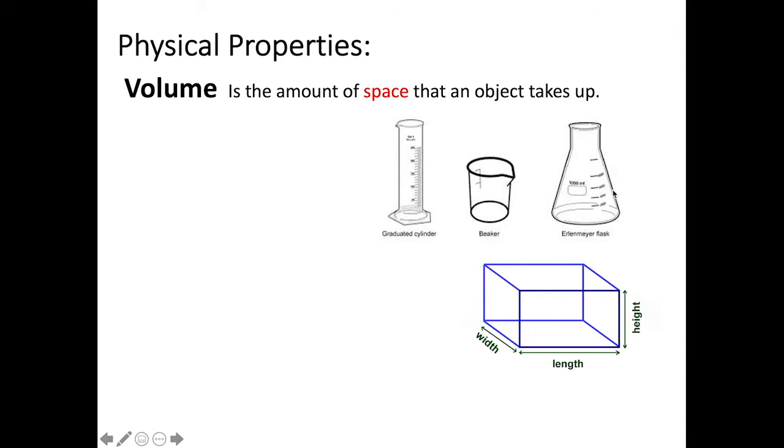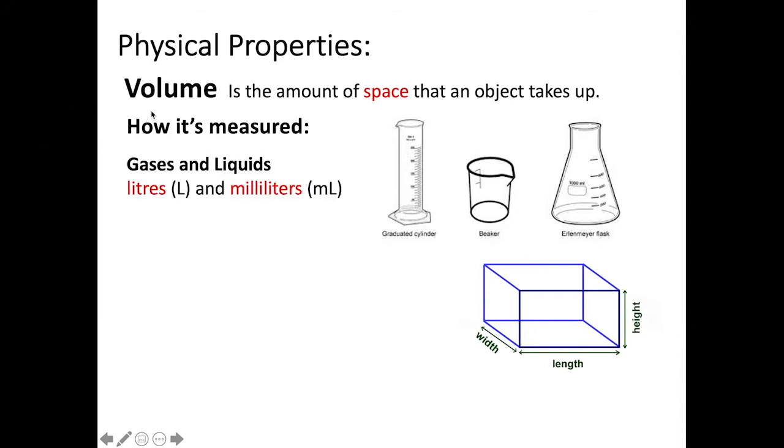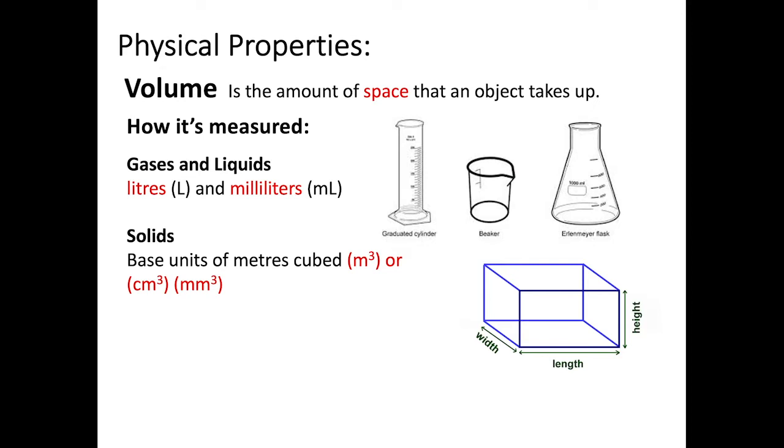And I could use that to measure it. So typically we measure volume for gases and liquids in liters and milliliters. So those are metric forms of measurement. So I could measure the volume of a gas or liquid by using a graduated cylinder, a beaker, or an Erlenmeyer flask. Solids are a little bit different.